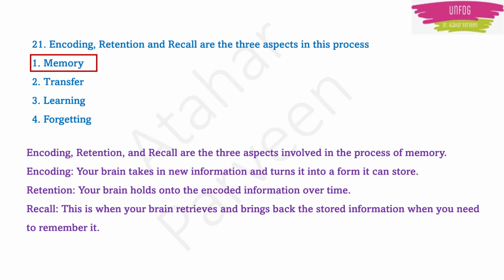The next aspect of memory is retention. In this process our brain holds on to the encoded information for some time. That is retention. Retention means staying back. Next is recall. This we all know very nicely. It's a very common word we use on our daily basis. Recall is when our brain retrieves and brings back the stored information whenever we need that information to be remembered. So these three aspects are all part of memory.